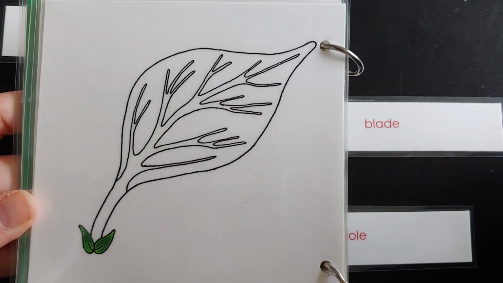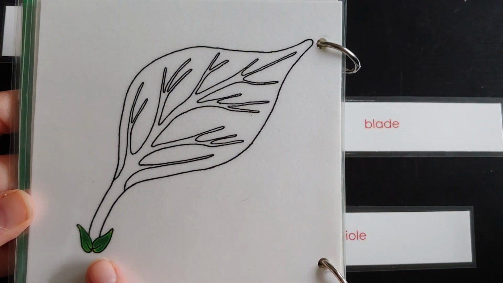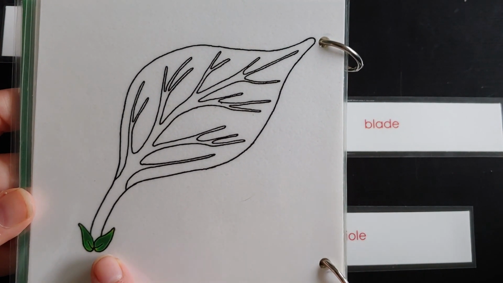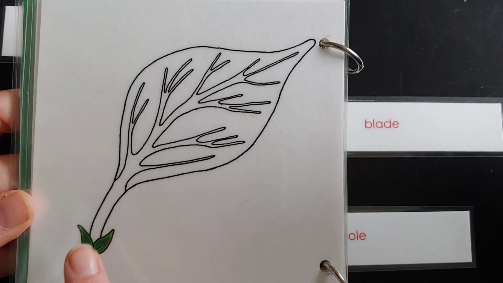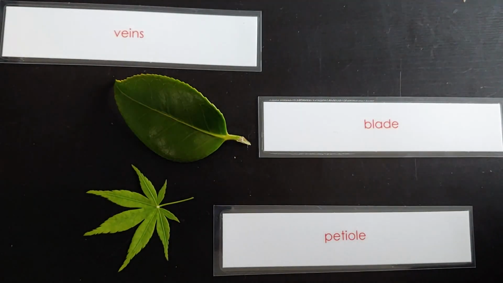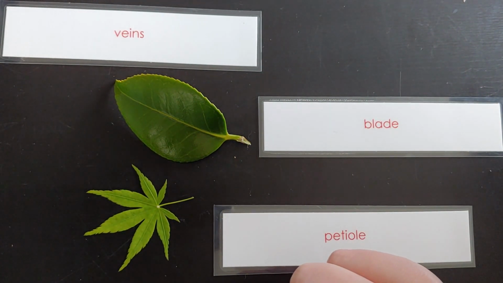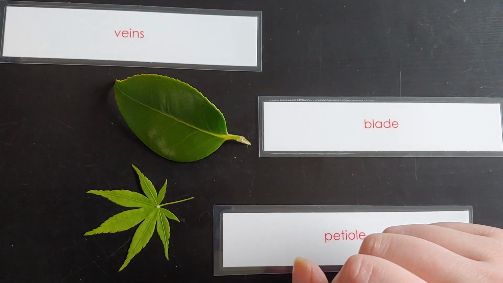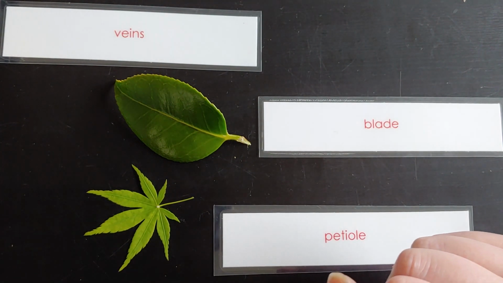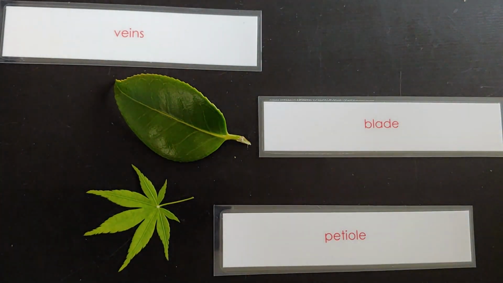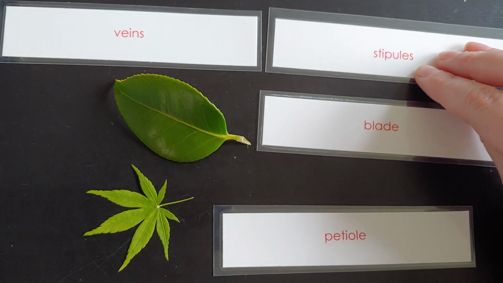None of the leaves that I could find in my yard today had these. So if you go out and investigate and you can find a leaf that has stipules, little tiny baby leaves at the base of the petiole, that is something I would love to see because my couple plants that I have don't have those.